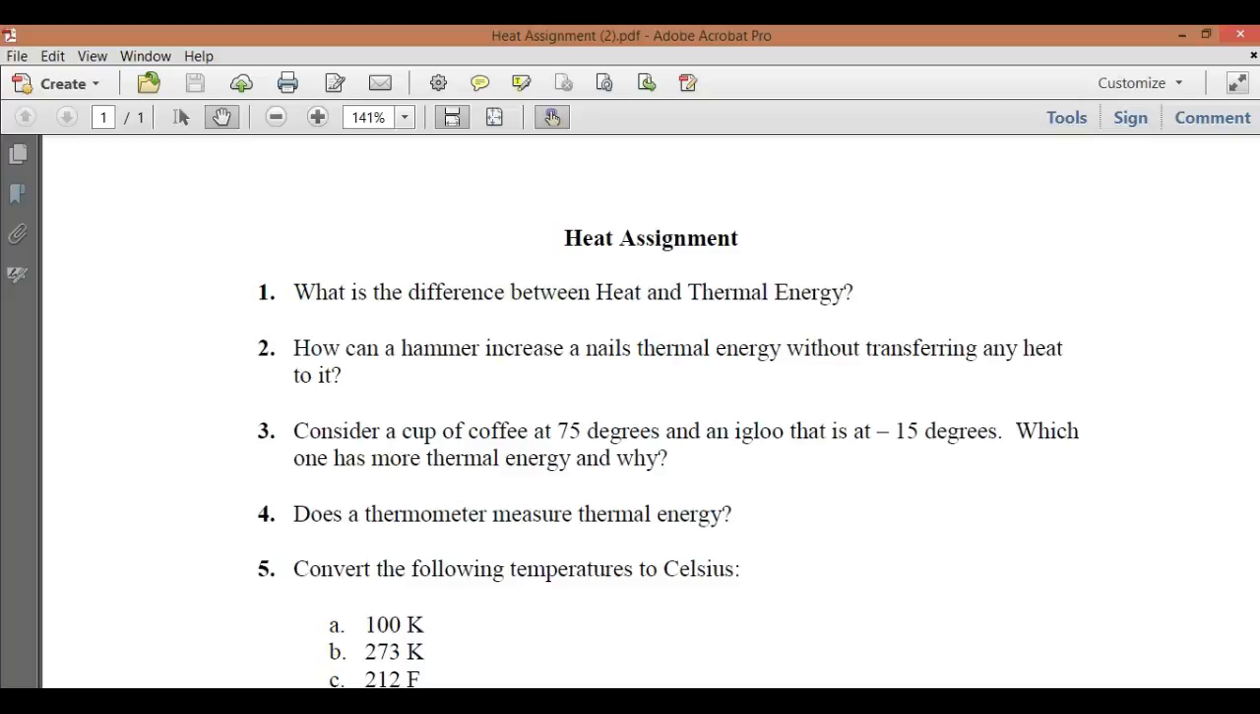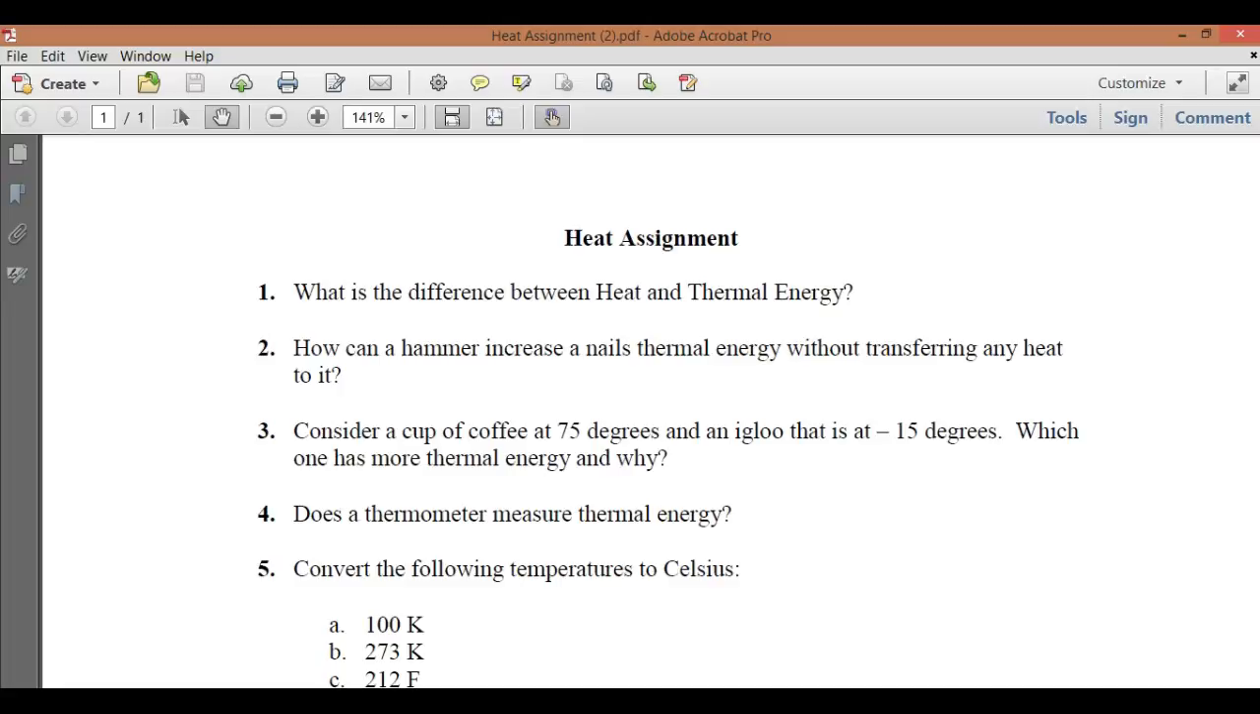One of the things that's most important in this unit is to make sure that you have a solid understanding of the difference between thermal energy, heat, and temperature. All three are definitely connected together, which is why many people have confusions over what they are. The very first question asks you to review what the difference between heat and thermal energy is.